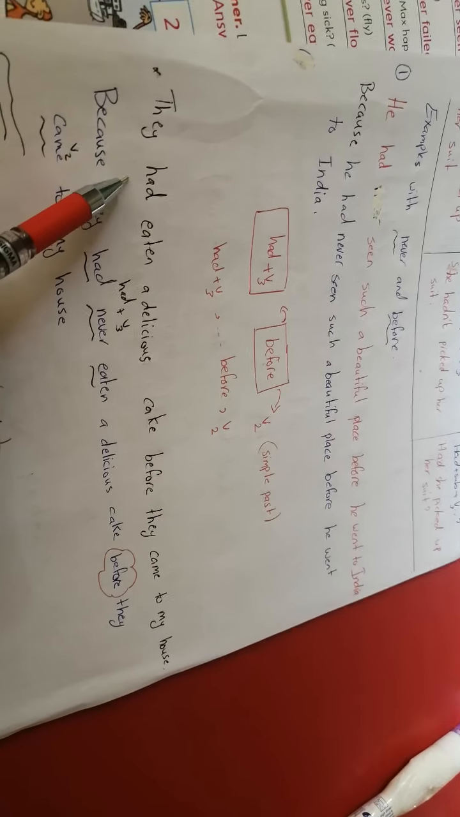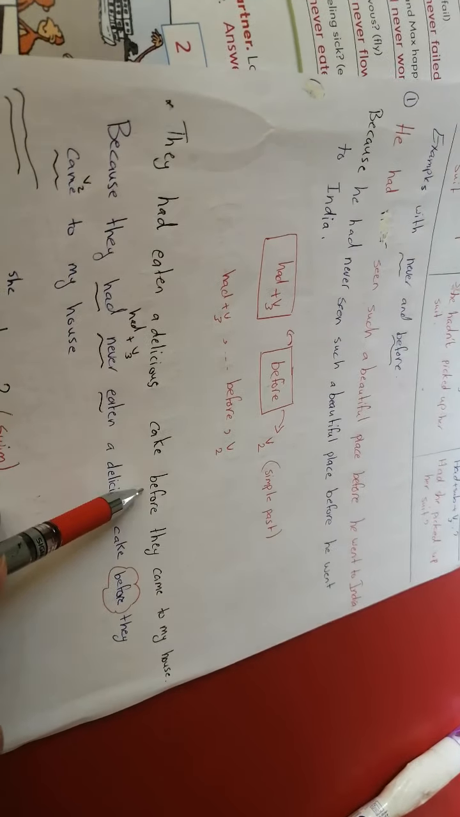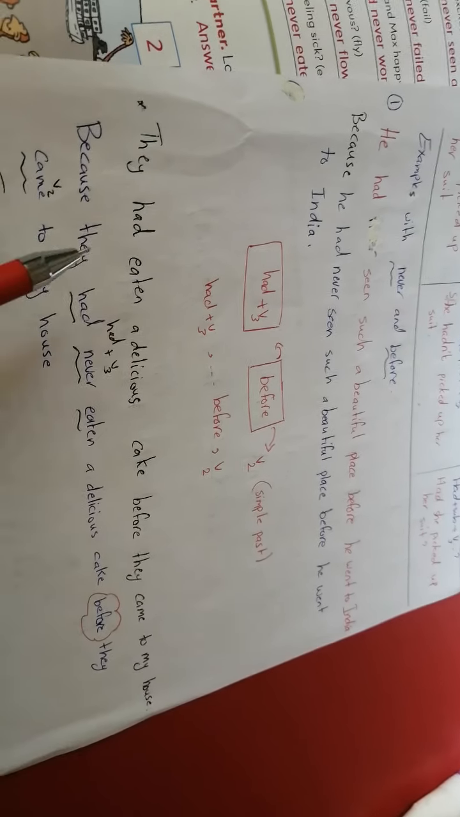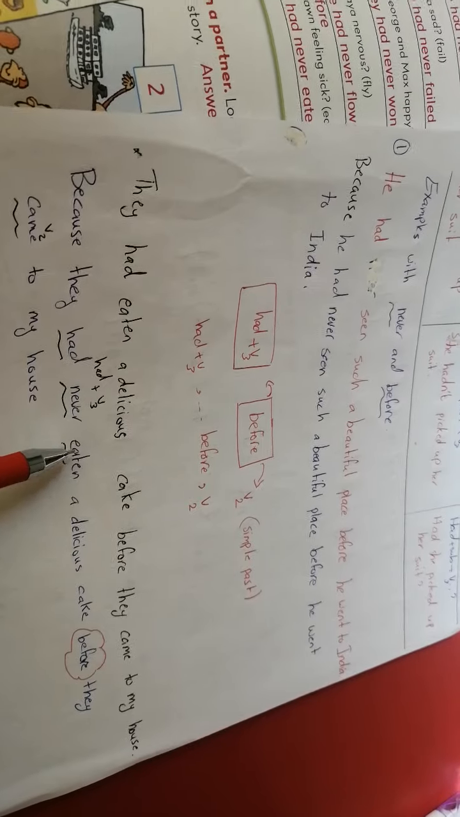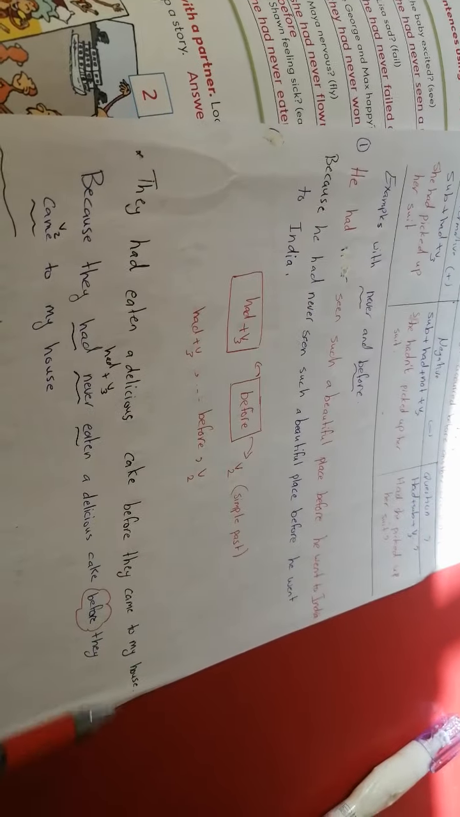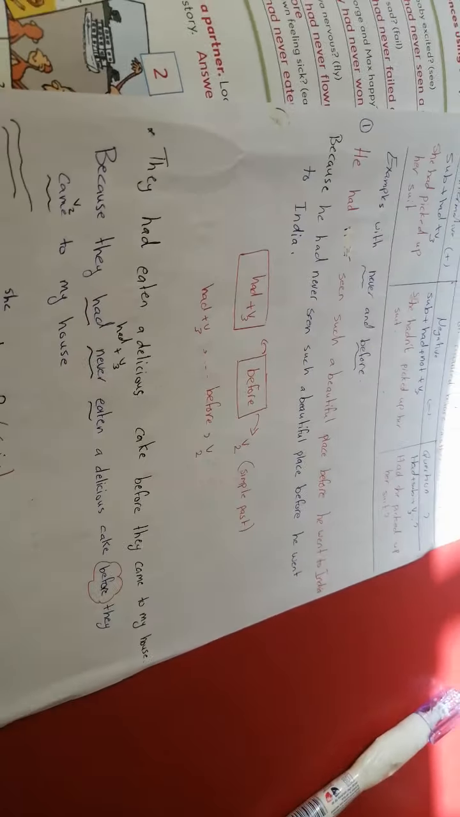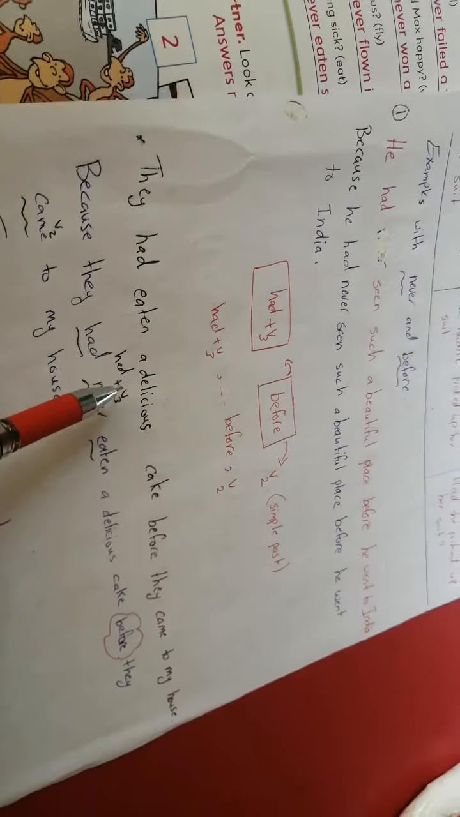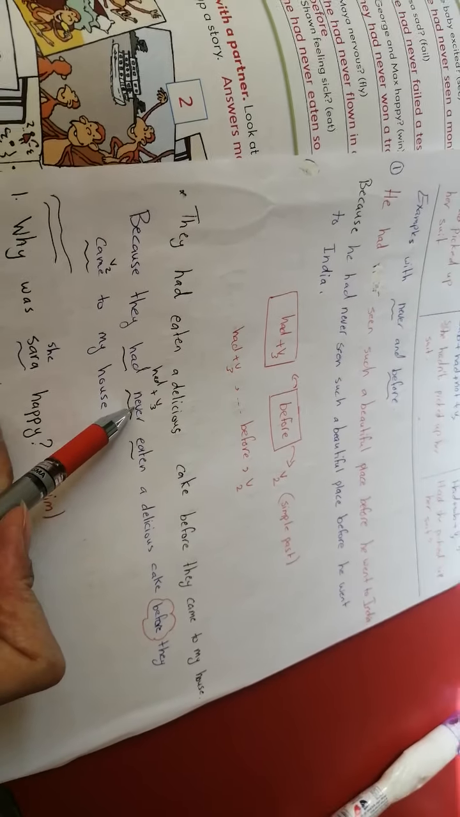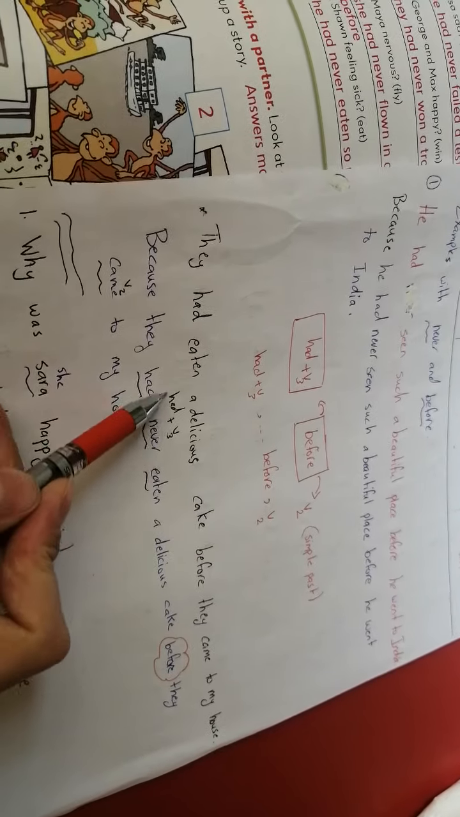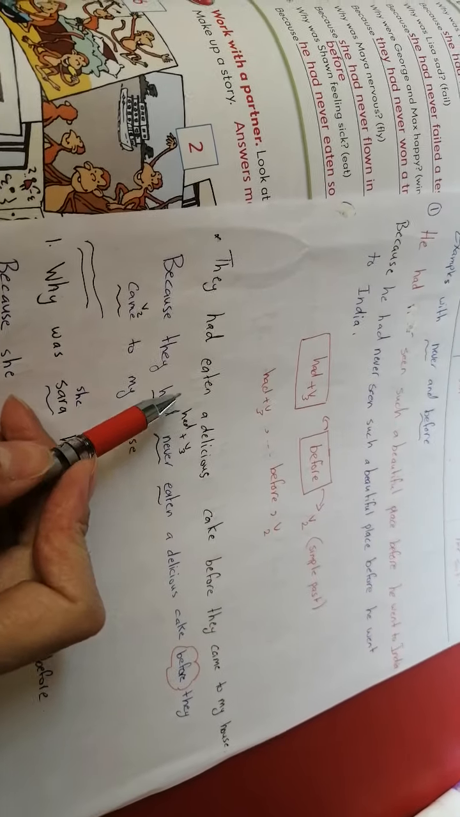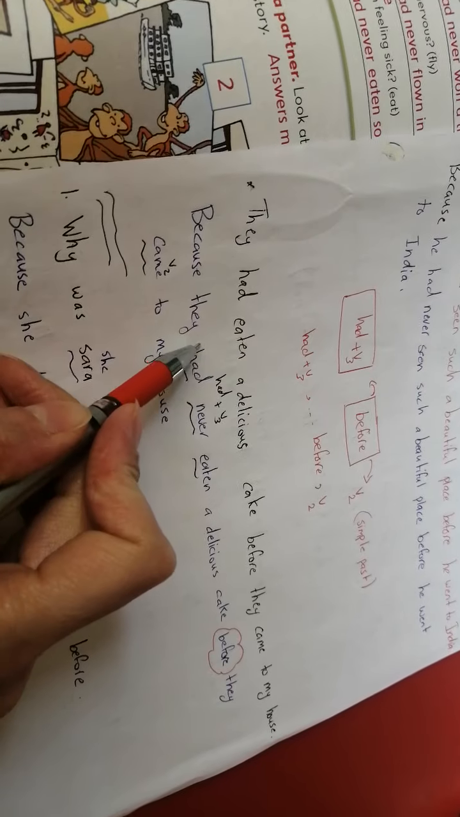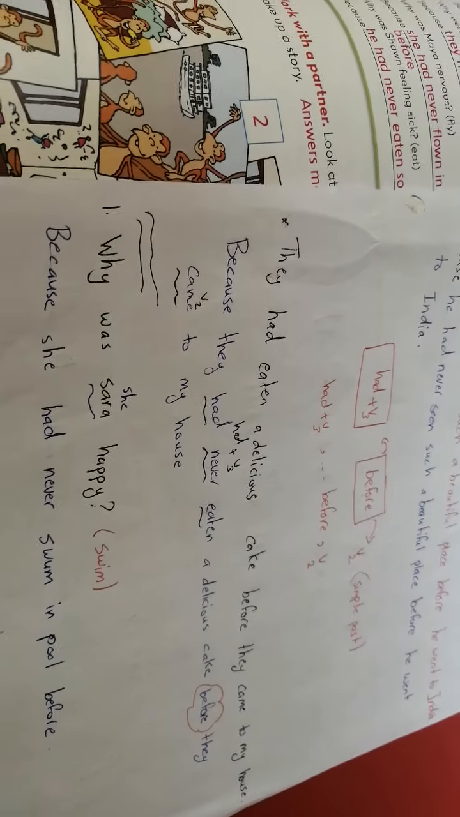Number 2: They had eaten a delicious cake before they came to my house. We put never and before: Because he had never eaten a delicious cake before they came to my house. It means they had never eaten a delicious cake before they came to my house. Notice the place of never. Where is never? Between had and verb 3. Again, never goes between had and verb 3.